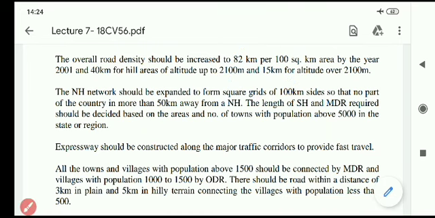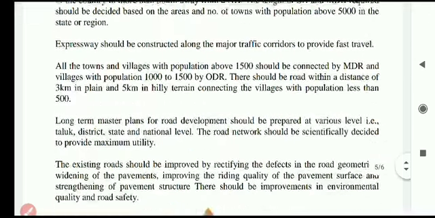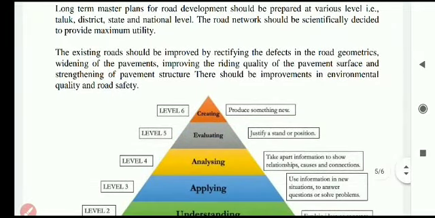The roads are classified as primary roads, secondary roads and tertiary roads. Under the primary system, expressway and national highway will come. Under the secondary system, state highway and major district road will come. Under the tertiary system, other district road and village road will come. These are the features of the third 20-year road development plan, or Lucknow plan.